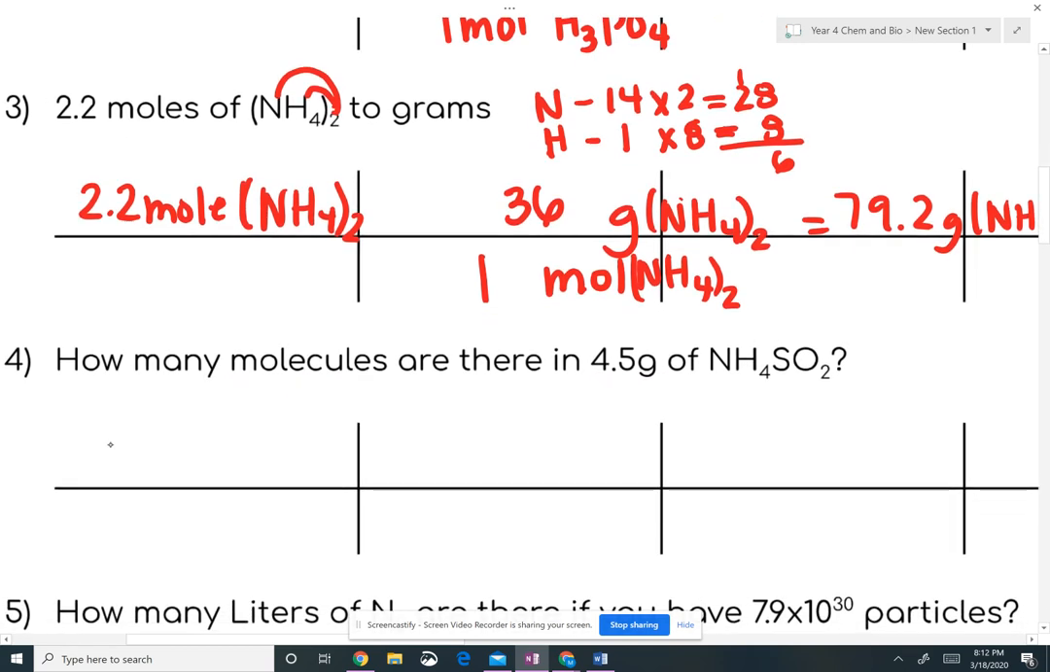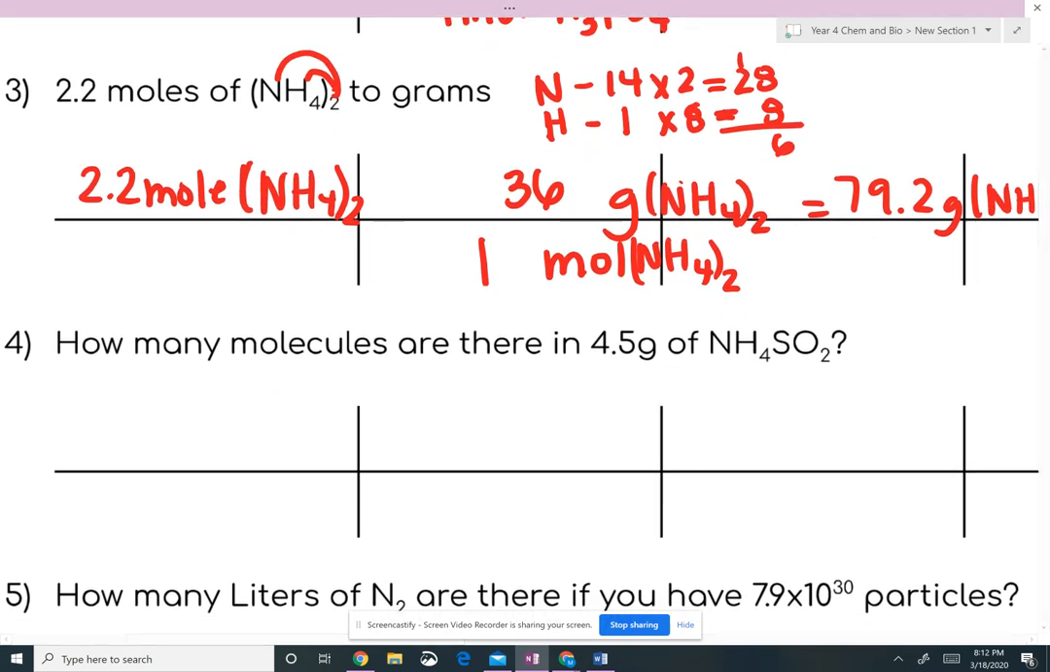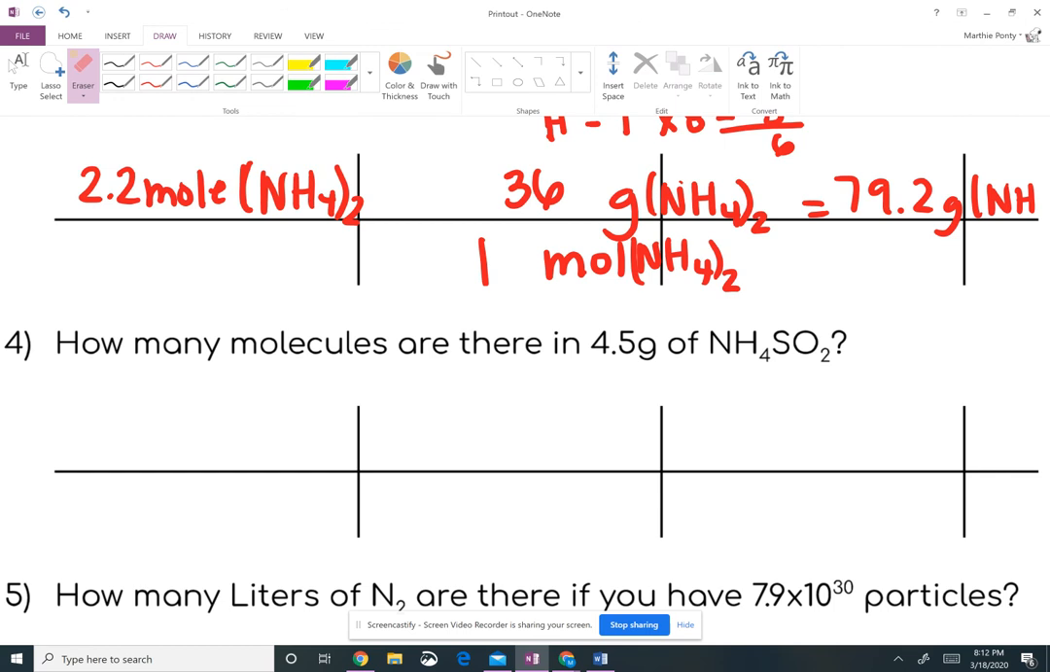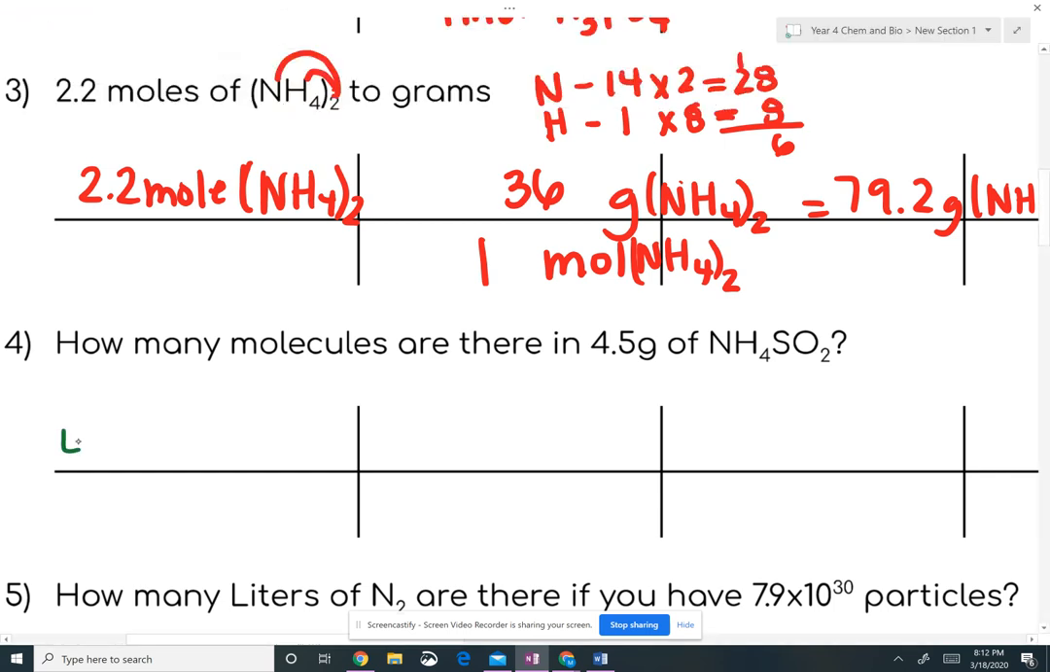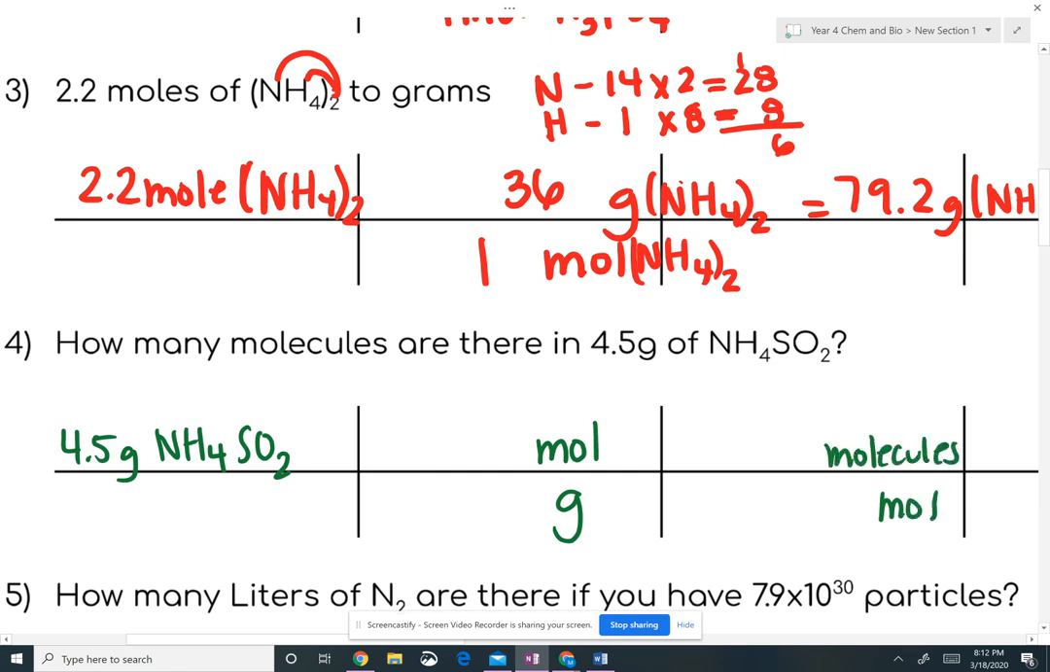So I'm going to go ahead and start with 4.5 grams. I'm going to switch this pen because this is going to be a little longer. Okay, so 4.5 grams of NH4SO2, right? The first step is that I'm going to go to moles first, taking the grams out. And then once I have moles, I want to go to molecules, right?